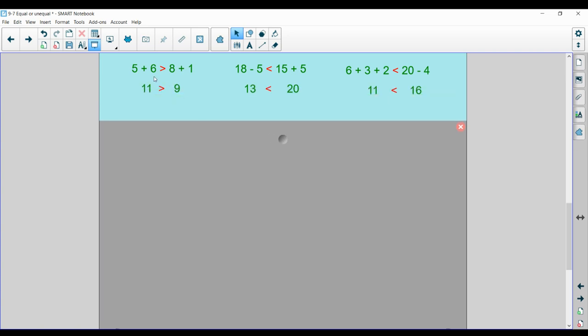Okay, they're showing these as two sides. So I took 5 plus 6 and I brought that down. That's 11. 8 plus 1 is 9. 18 minus 5 is 13. 15 plus 5 is 20. 6 plus 3 plus 2 is 11. And 20 minus 4 is 16. And you can see now how these symbols fit these inequalities.